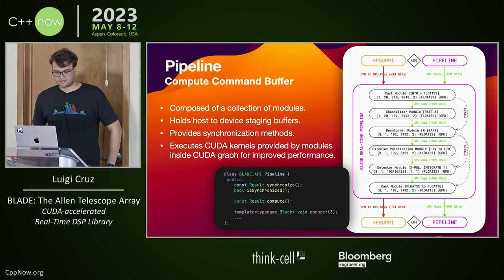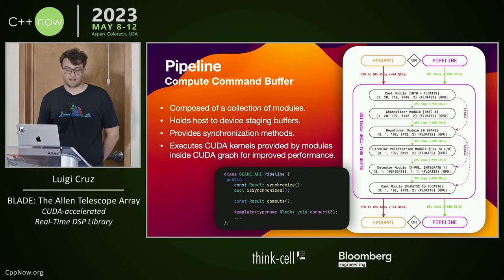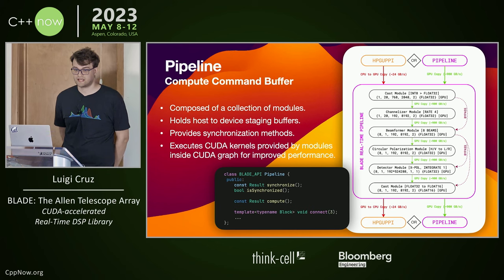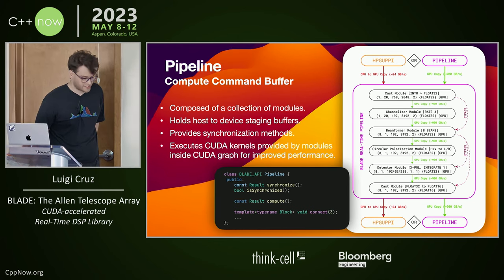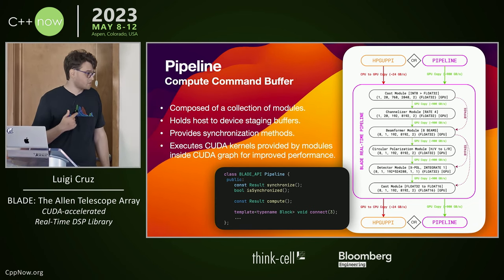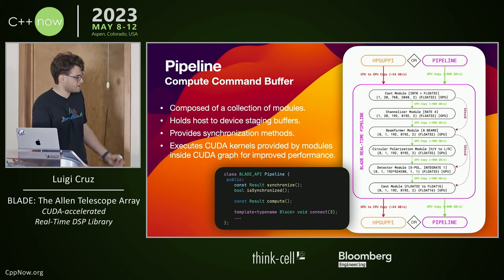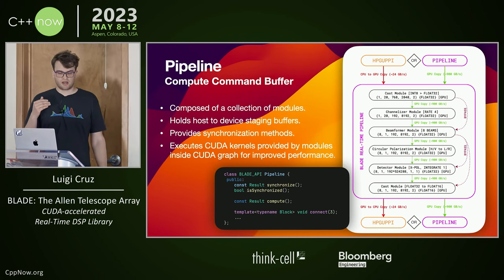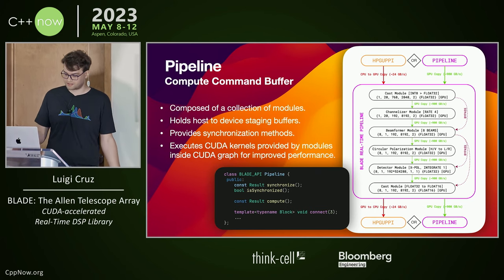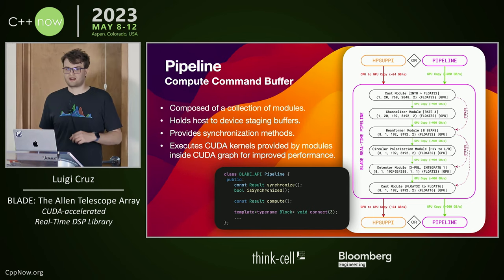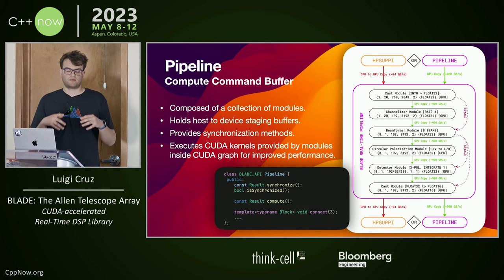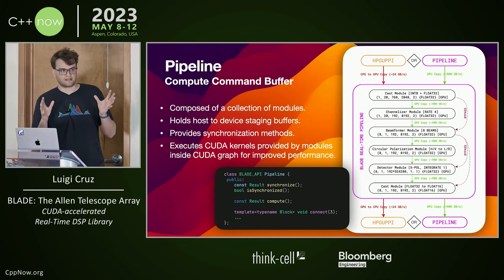The pipeline itself is composed of a collection of modules. It mainly provides synchronization methods for the runner, and also holds host and device staging buffers. Here we can see the interface with compute, where the runner will call this function and all the compute will be done, and synchronized to have a blocking call to synchronize the module. If you don't want to do that, there is a synchronized call that will return whether it's synchronized or not. Every pipeline will create a new CUDA stream, so multiple pipelines can be run concurrently, asynchronously.